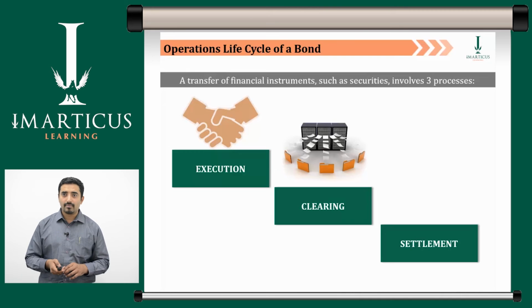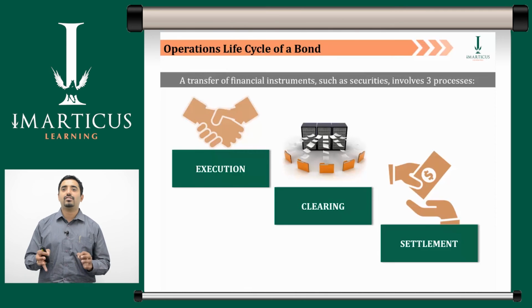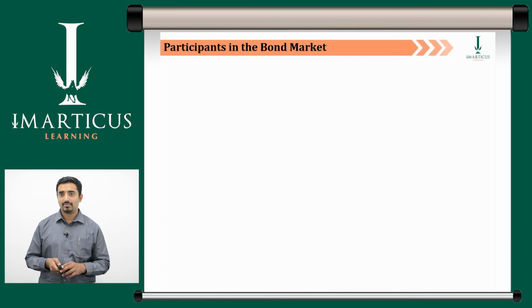Moving on to clearing. Clearing involves performing all the steps necessary such as updation of accounts, recording the transactions and so on. Finally, you have the settlement, which is the actual exchange of money or some other value for the securities. This is when the actual exchange of bonds for money takes place and when the ownership changes hands. Let us now take a closer look at each of these processes.